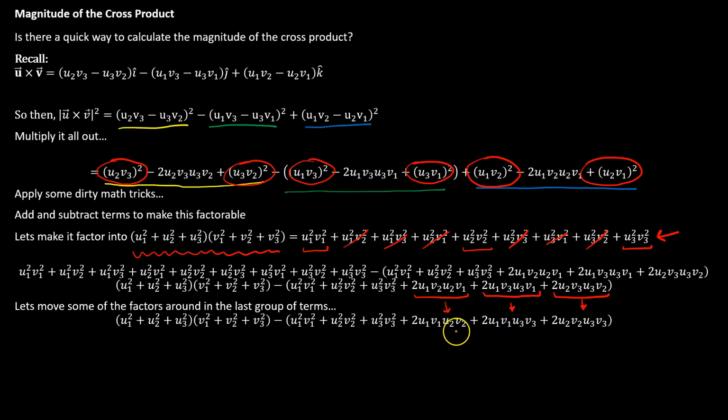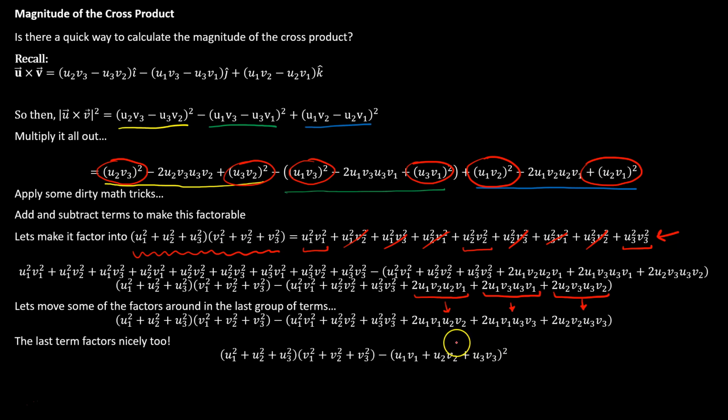The reason I want to do that is because we can see that that last group of terms factors nicely too. It's actually another perfect square type scenario. It's a perfect square trinomial. We have 3 terms here. And if you don't believe me, multiply this out and you'll see that you have exactly what's going on in the line above it. So this term is the factored form of the last term in the line above it.